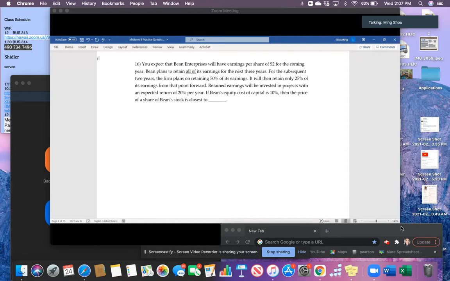We have year here. Year 1, year 2, year 3, year 4, year 5, year 6, and lasts forever. And based on the information given, we can first calculate the dividend growth rate, or the earnings growth rate.